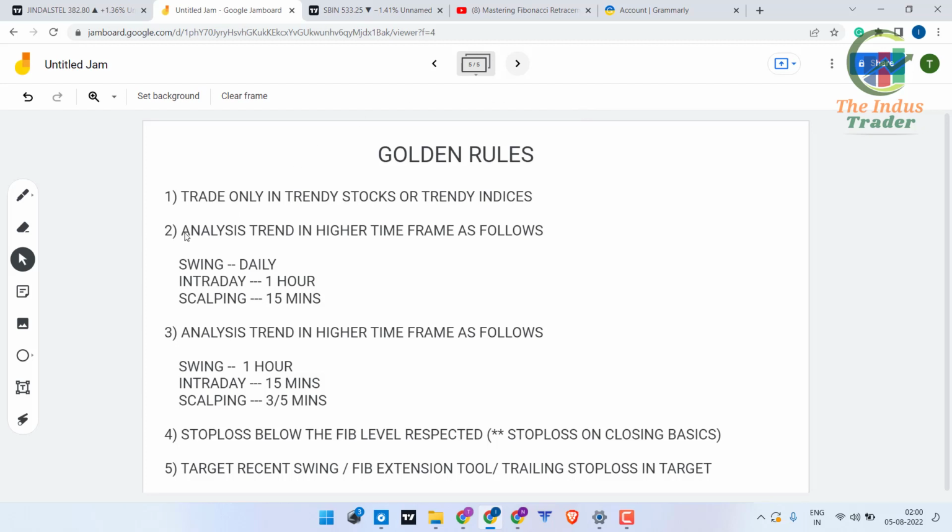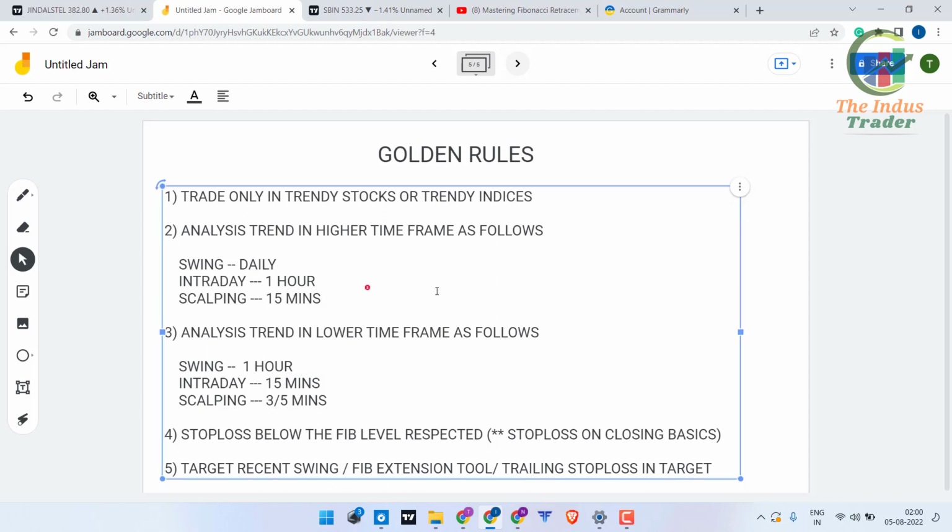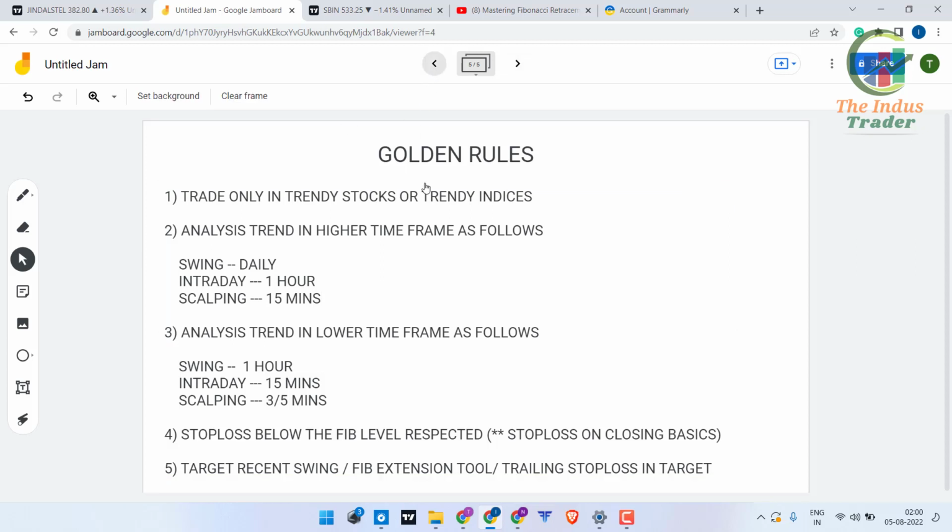So coming to the second, you have to analyze the trend in the higher time frame. We have already discussed this in the previous slide about the time frames, and I have clearly mentioned it here. For the analysis of trend, swing trade we use daily, intraday 1 hour, and scalping 15 minutes. And for the entries, for swing 1 hour, intraday 15 minutes, and scalping 3 or 5 minutes, which we have already discussed. I recommend you take a screenshot of this, or even keep writing this down, because these golden rules are very important for this strategy.